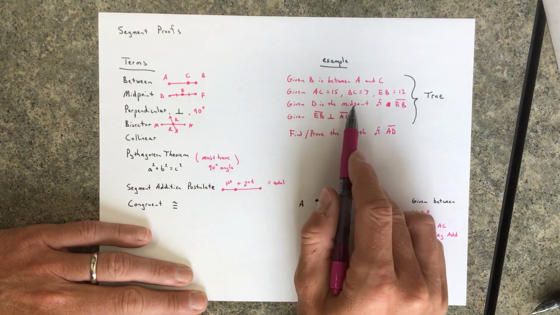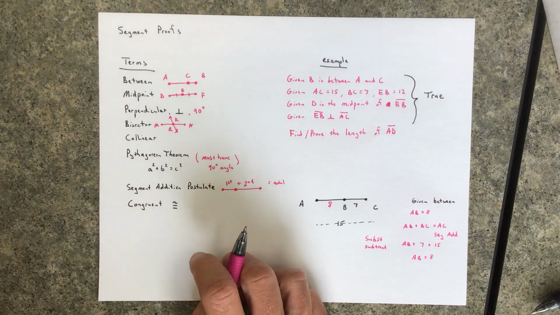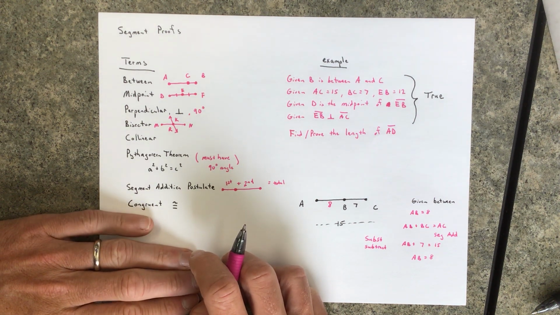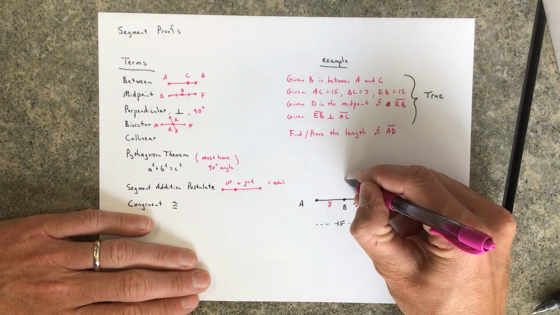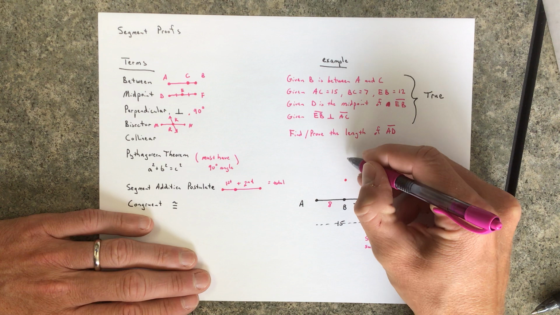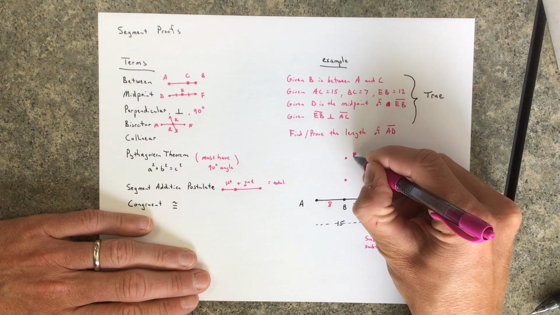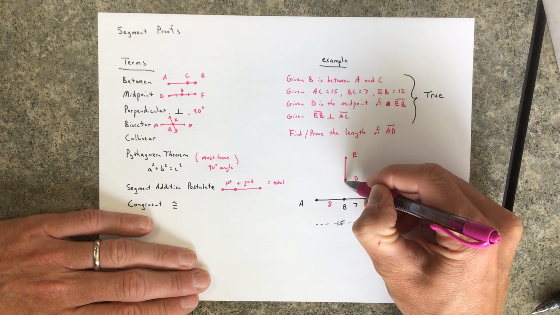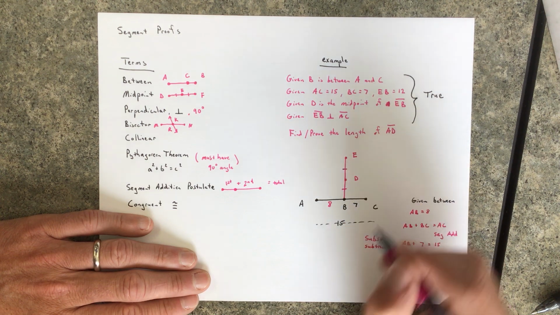Given D is the midpoint of EB. Oh, geez. So where is this EB? But D is some midpoint. Okay, so D is the midpoint. So I'm going to put a D here, and I'm going to put an E here, because it says D is the midpoint of EB. So I'm going to draw a line segment EB, and then I know this is in the middle, so I'm going to label those the same.